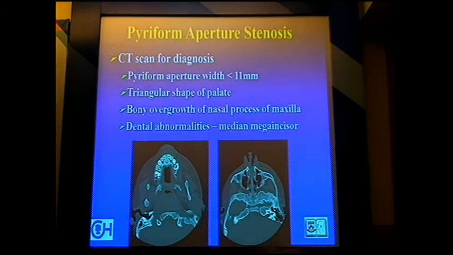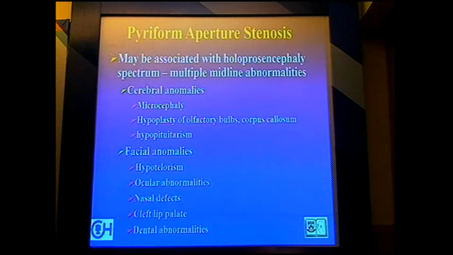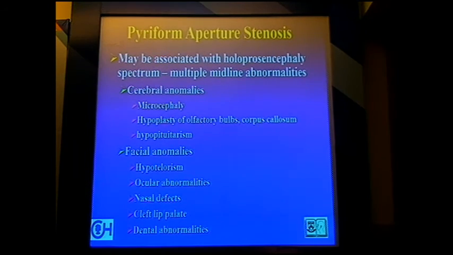CT scans are used for diagnosis. You can see that narrow piriform aperture width. Also, you may see a central mega incisor. They're usually a triangular shape with the palate on coronal CT. And then you see, once again, bony overgrowth of the nasal processes of the maxilla. Also, they may be associated with the holoprosencephaly spectrum, which is a multitude of midline abnormalities.